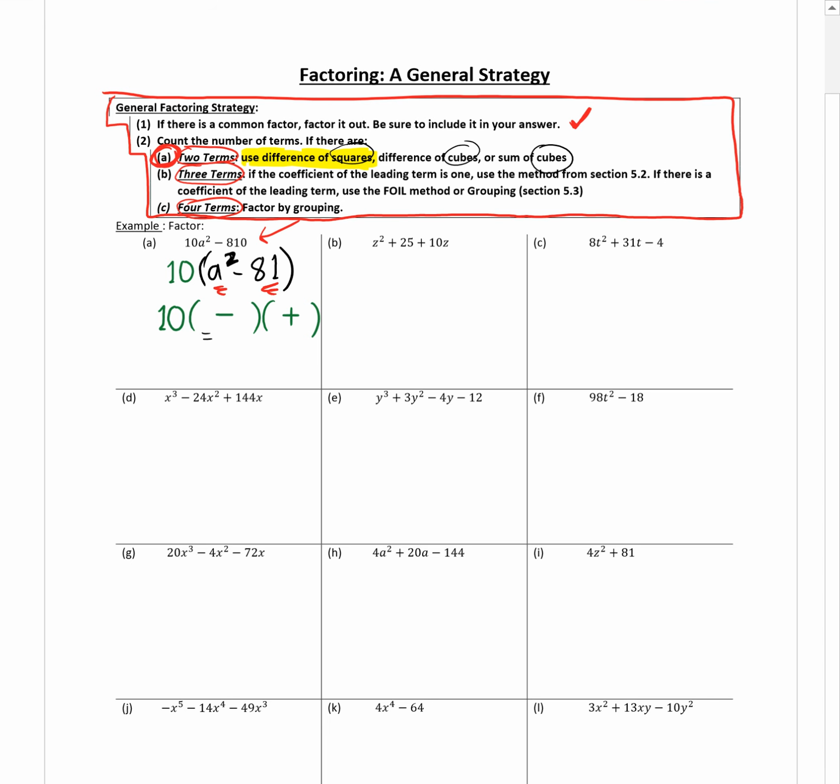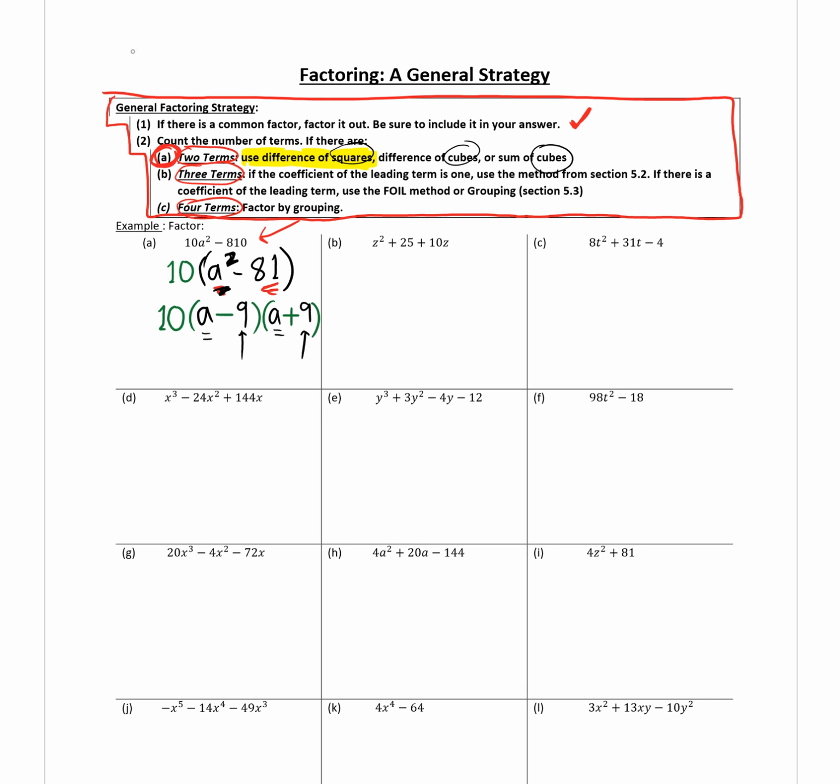But the terms that go in the first place of the parentheses, or the left place, you ask yourself, what can you square to get a squared? Well, it'd be a, right? A squared is a squared. And then the thing that goes in the second spot here is, what can you square to get 81? That would be 9, since 9 to the second power is 81.